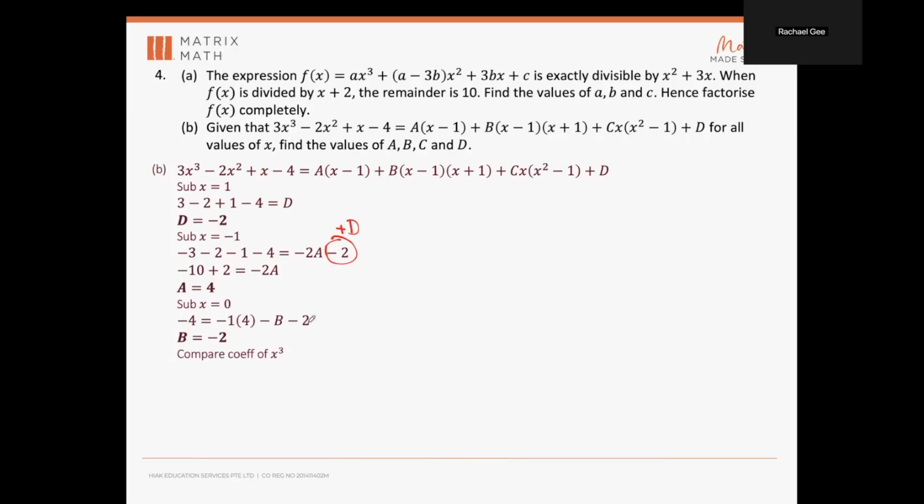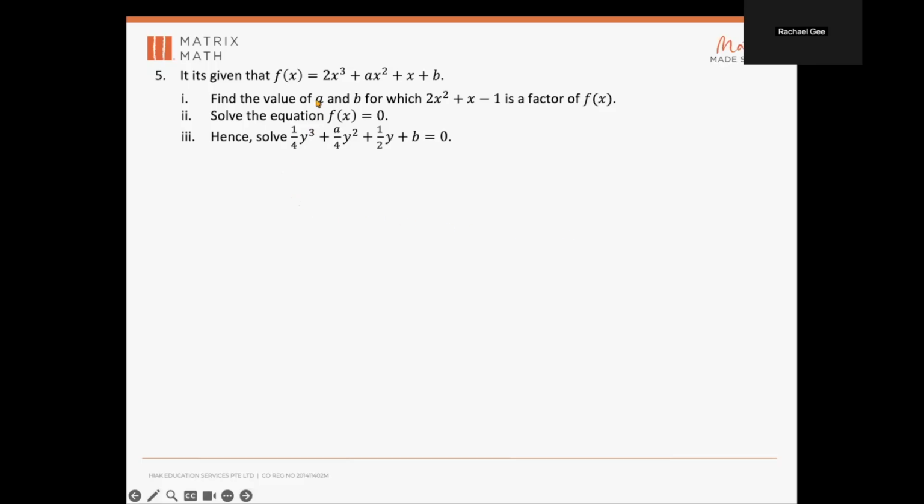So the last one, you can either compare coefficient or sub in any random value of x because you already have a, b, and d. Any x value will give you c. But by comparing x cubed, you can immediately get c because based on this part here, the only way you can get x cubed is from cx times x squared. So cx times x squared will be equals to 3. Therefore, c is equals to 3. Then your a is equals to 4, b equals to -2, c equals to 3, and d equals to -2.